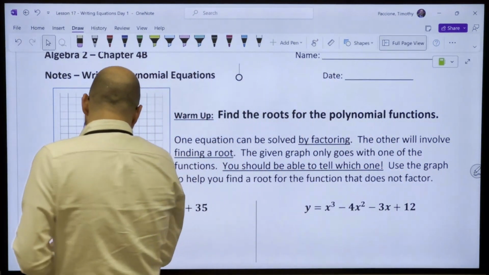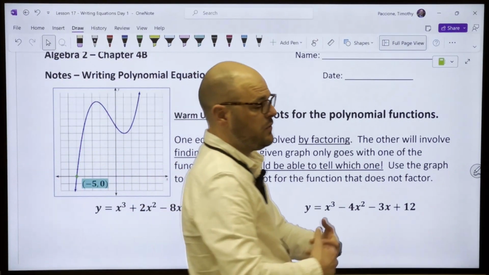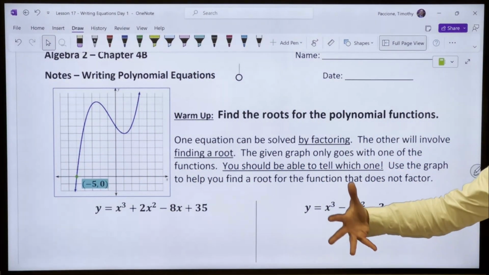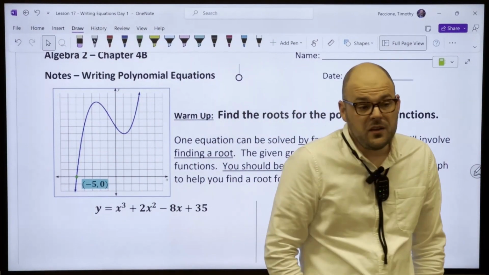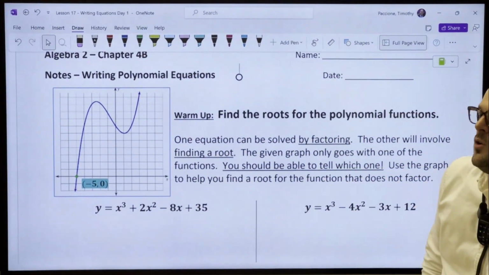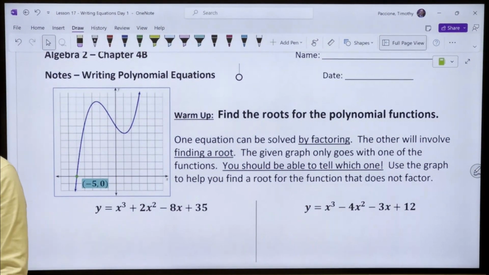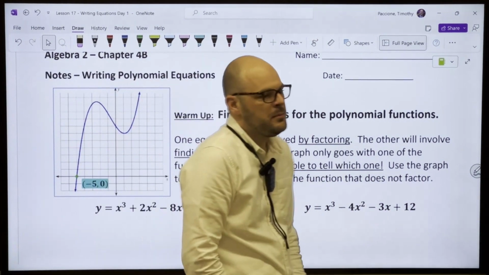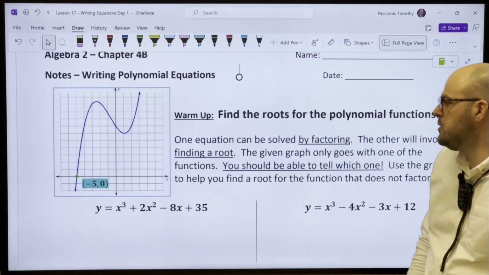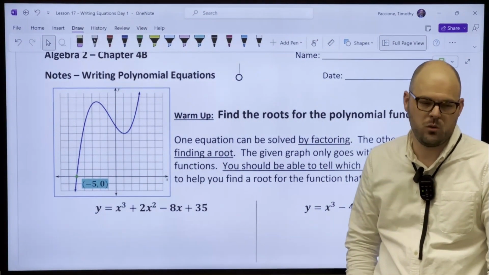So here's what we have. We have 2 equations that we need to solve, meaning we need to find the roots, the zeros, the x-intercepts if they are x-intercepts. And we know that one of them goes with the graph, and that's useful because the graph has a root on it, so that'll help us with that one. Now, how do we know which one? There's a few ways we could know. How do we know which one of these equations we could use the graph with to help us? There's a couple things that will give it away.